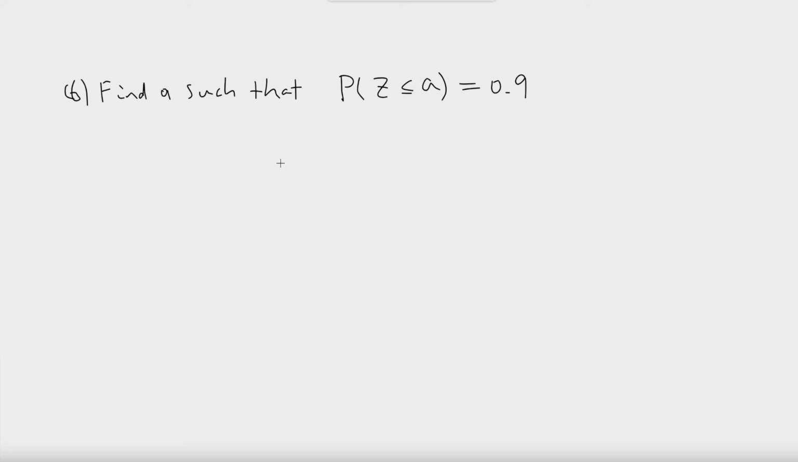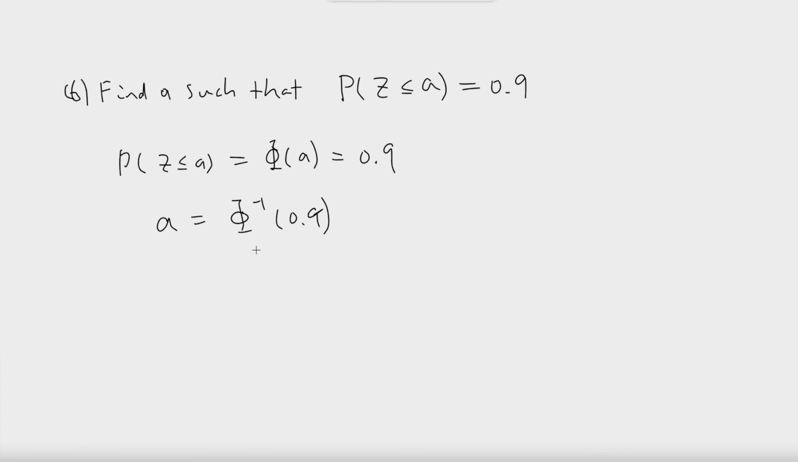Now let's look at one more example. In practice, sometimes we want to find an a such that the probability Z is less than or equal to a is equal to a particular number, say 0.9. So how do we find this a? The probability Z is less than or equal to a is equal to phi of a, and we want to find a such that this is equal to 0.9. So a should be equal to phi inverse of 0.9. The phi inverse here is the inverse function of the CDF of a standard normal.